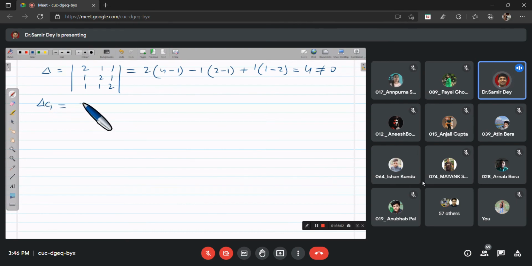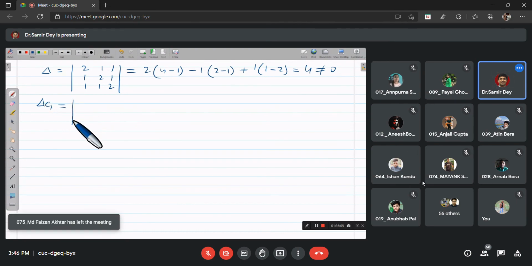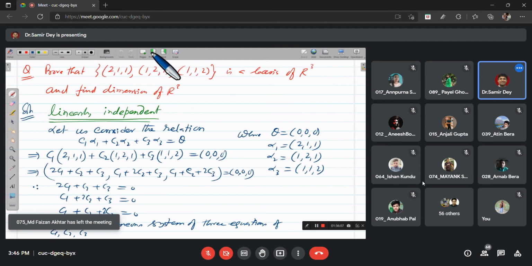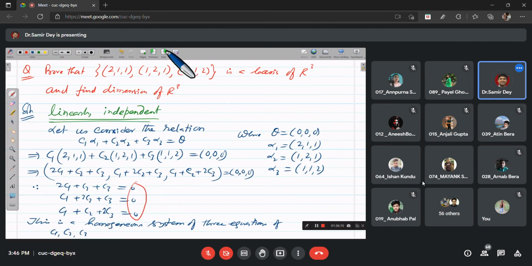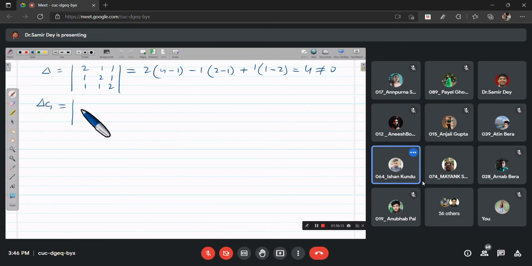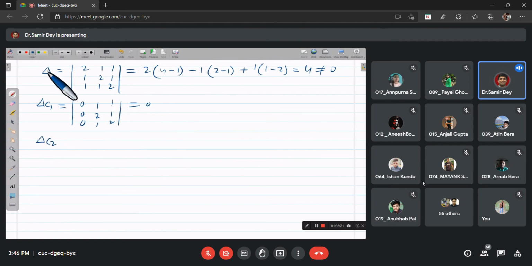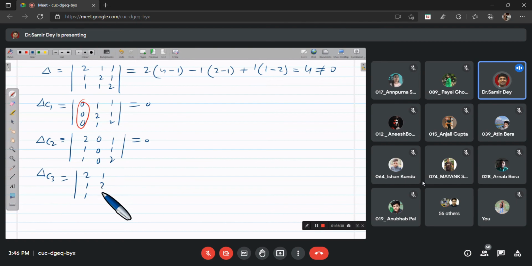Okay. What is your del C1? This part will be replaced, correct? Yes, sir. 0 0 1, 1 2 1, 1 1 2. So it is 0. What is del C2? So already you know, that part should be replaced by 2 1 1, 0 0 0 and 1 1 2. Ultimately it is coming 0. Del C3, that is 2 1 1, 1 2 1, 0 0 0. It is also coming 0.